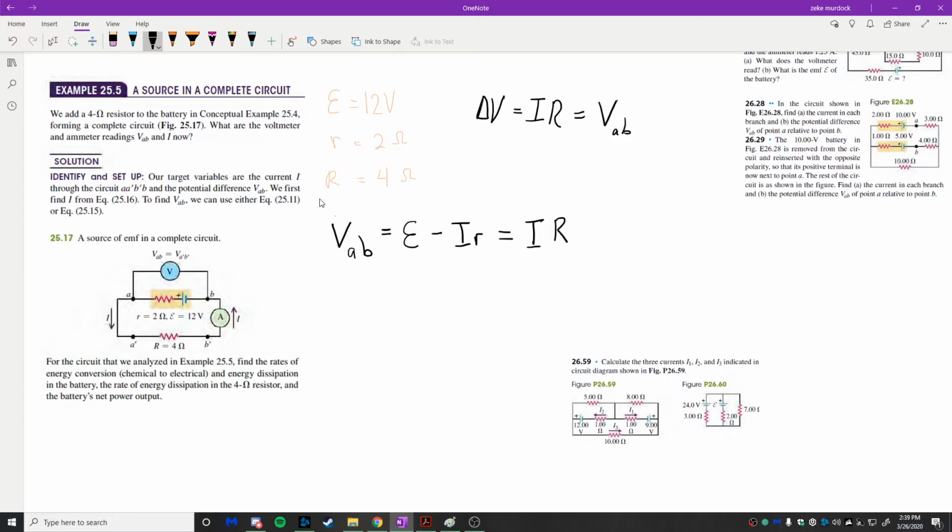And I'll stop for a second. Does that make sense to you guys? This voltmeter is either going to read IR across this resistor, or it's going to read E minus Ir across this guy. They have to be the same thing, though. Does that make sense?